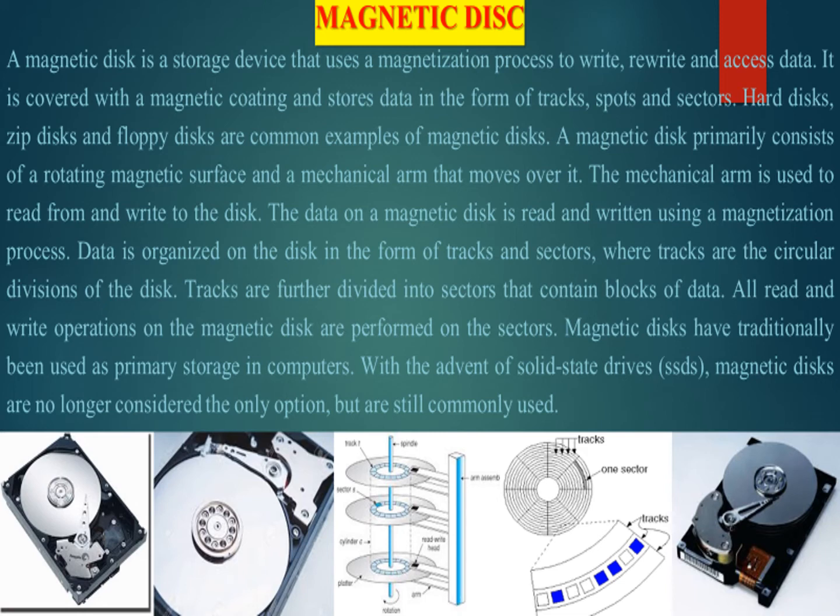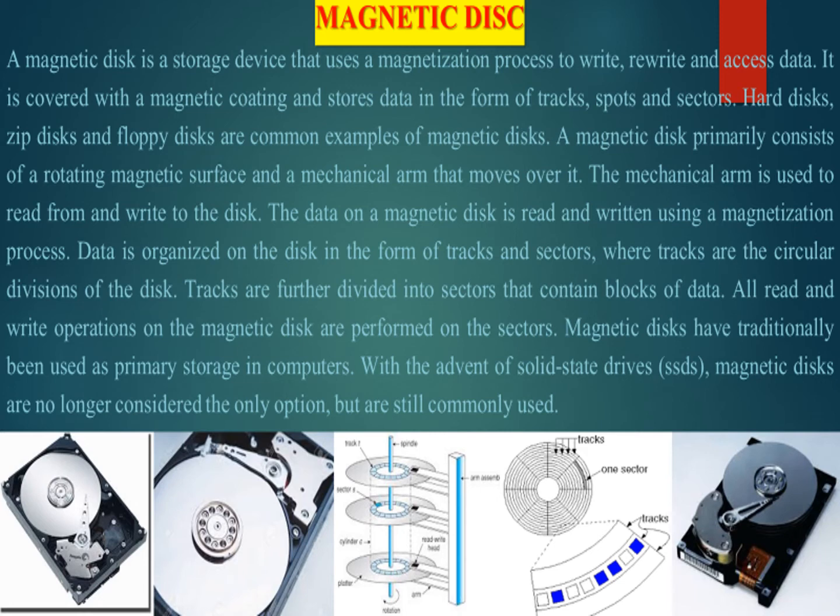Magnetic disk. A magnetic disk is a storage device that uses a magnetization process to write, rewrite, and access data. It is covered with a magnetic coating and stores data in the form of tracks, spots, and sectors. Hard disks, zip disks, and floppy disks are common examples of magnetic disks.